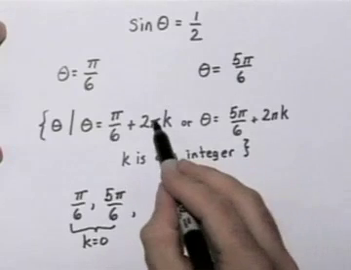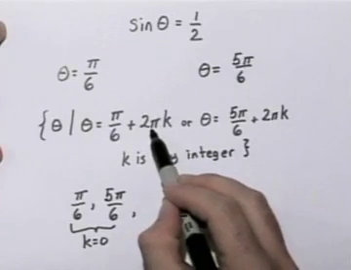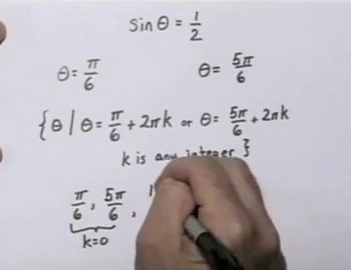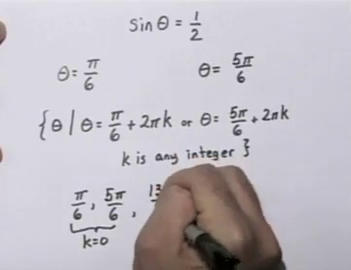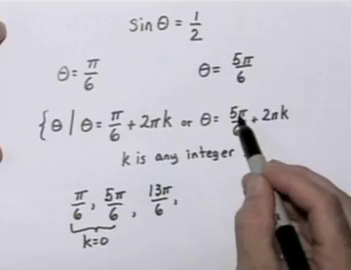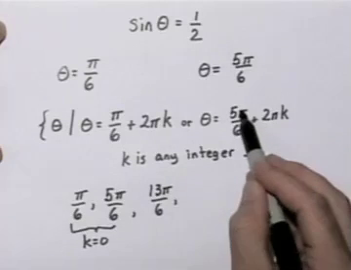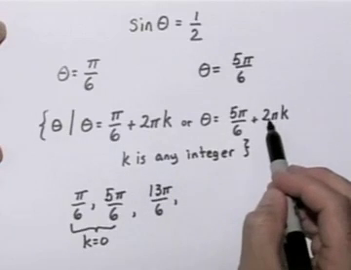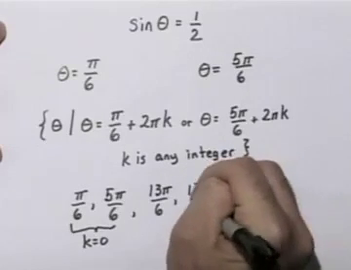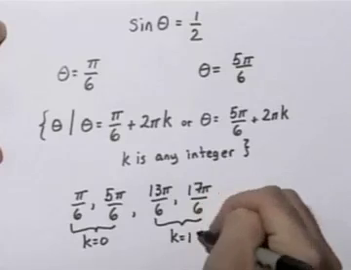If k is 1, I would have that the angle is pi over 6 plus 2 pi, or pi over 6 plus 12 pi over 6, which is 13 pi over 6. Over here, if k is 1, I would get that the angle is 5 pi over 6 plus 2 pi, 5 pi over 6 plus 12 pi over 6 is 17 pi over 6. So this corresponds to k equals 1.